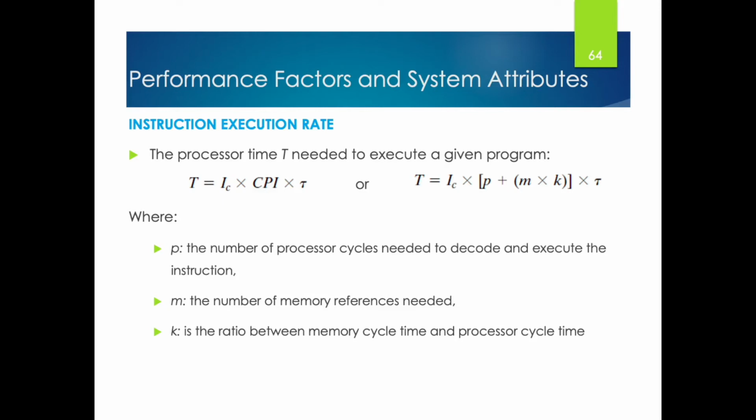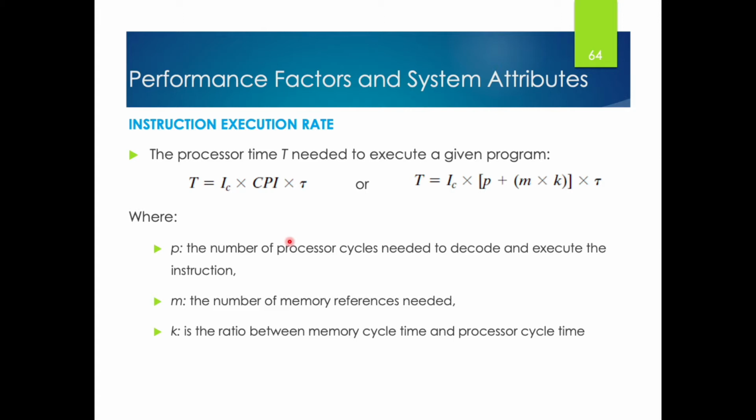Now we are talking about performance factors and system attributes. Sometimes you must answer questions like, what components of the computer make it fast? The CPU, the RAM, or the HDD? For the end user, the answer is simple: all of them. But as an engineer, your answer must be more professional.